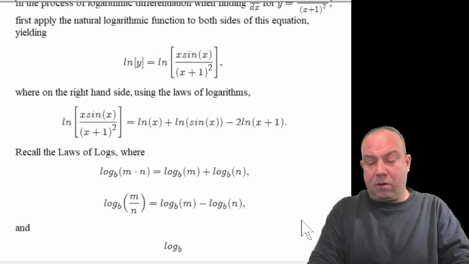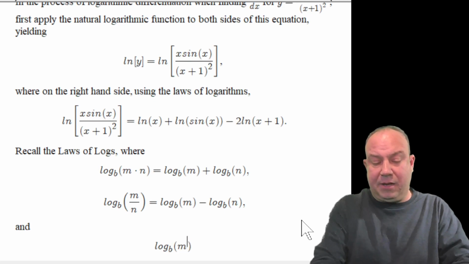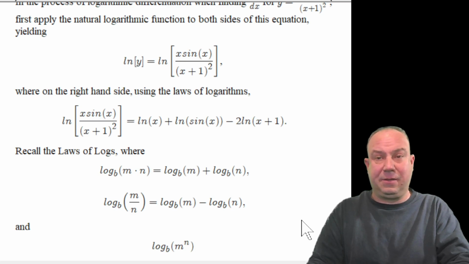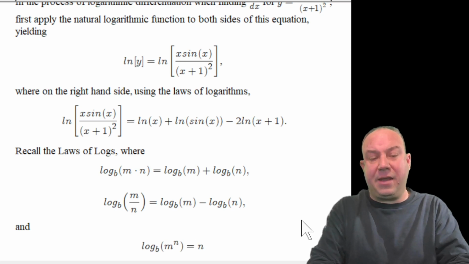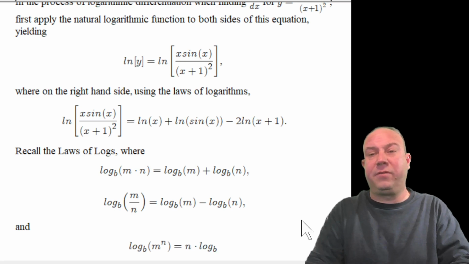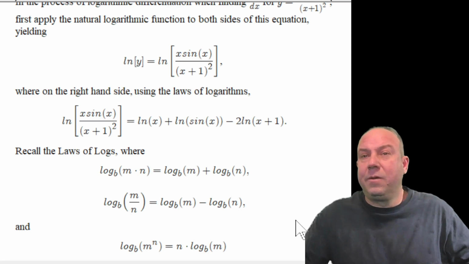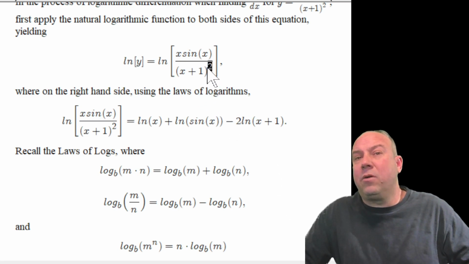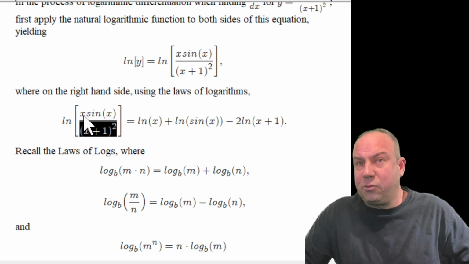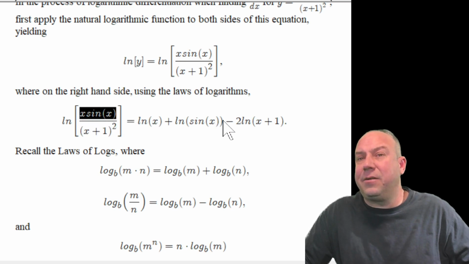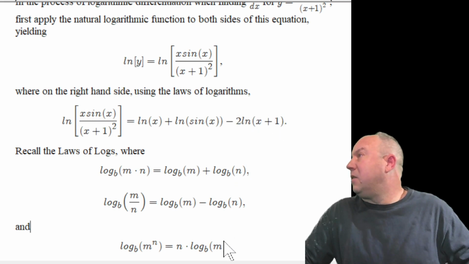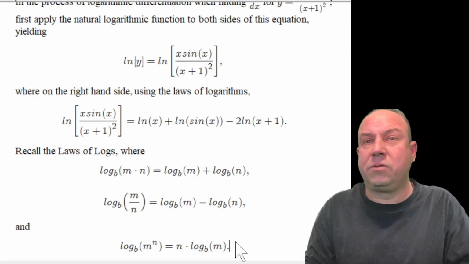is that if I have a logarithm of m raised to a power of n, you can bring that n out in front as a constant multiple of your logarithm of just m. And I do apply that here with this power of 2. When we take the difference of the logarithm of x plus 1 squared away from the x sine x term, I do bring that 2 out in front as a constant multiple using that law of logarithms. So let me go ahead and include those laws.